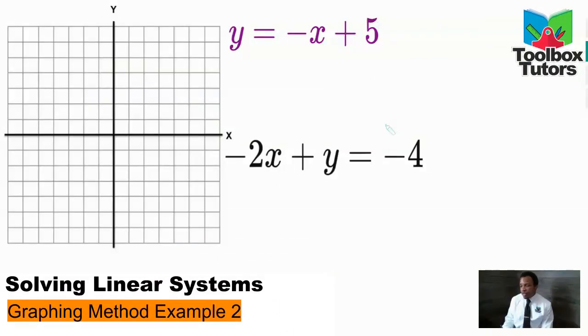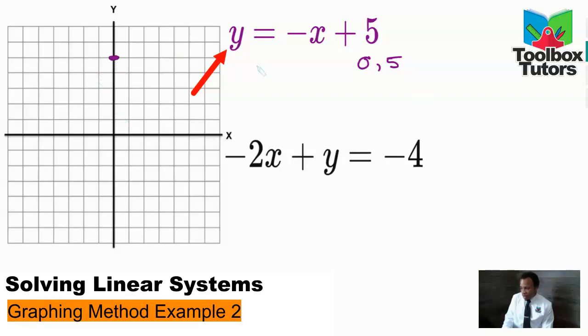For this example, we'll be solving a linear system, y equals -x plus 5 and -2x plus y equals -4. First, we'll look at our purple function, y equals -x plus 5. Here we want to identify our y-intercept, which is +5. So our first point, (0, 5), goes here: 1, 2, 3, 4, 5.